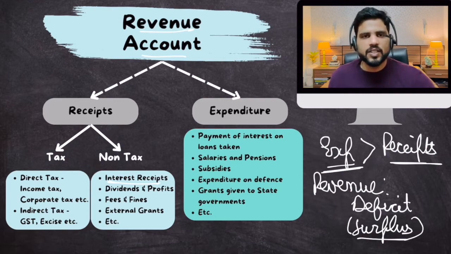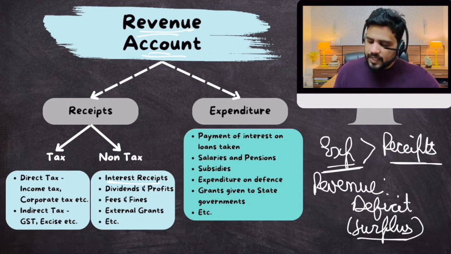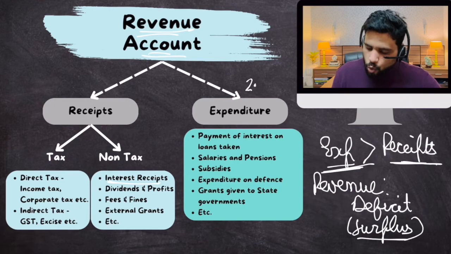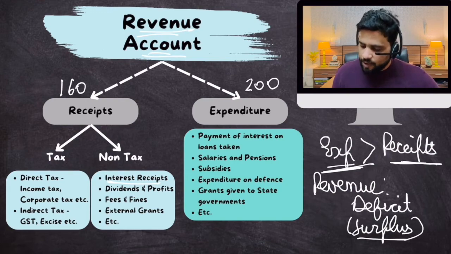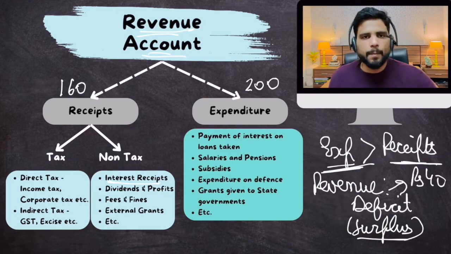We run a revenue deficit, that is, a deficit in the revenue account. What is revenue deficit? Basically the difference between expenditure and receipts. So if your revenue expenditure is 200 and your revenue receipts are 160, then the revenue deficit would come to 40 rupees. Simple.